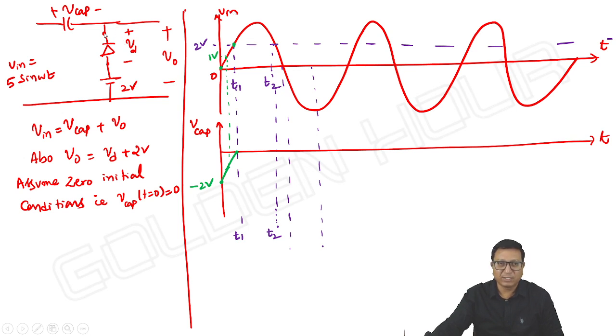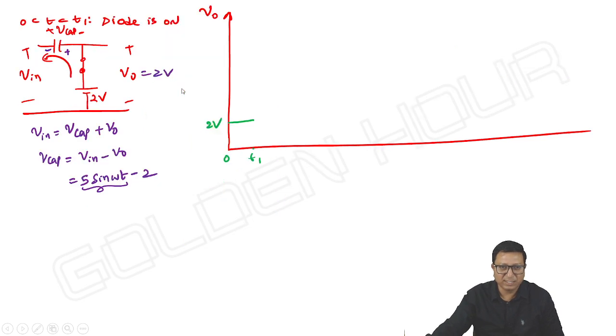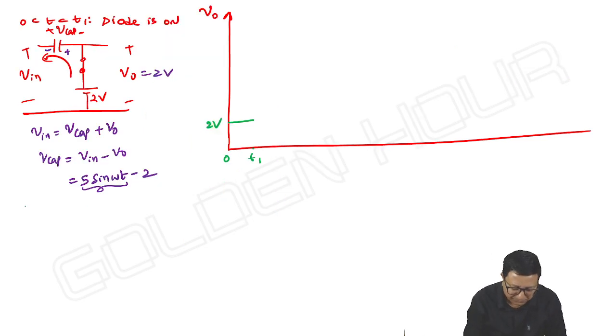Means the cathode voltage of the diode is trying to go above 2 volts. V capacitor is 0. For t greater than T1, input is going above 2 volts and cathode is going above 2 volts and anode is at 2, diode will be off. So for T1 less than t less than T2, the diode is off.